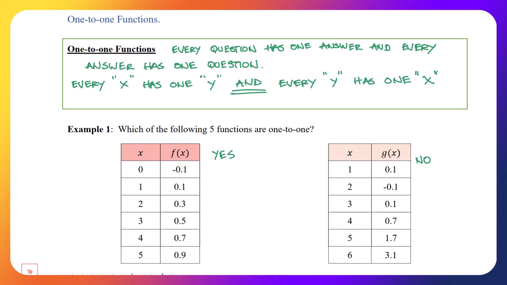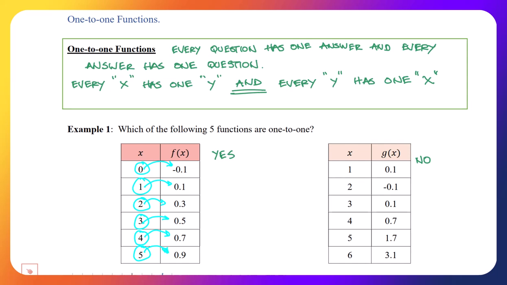So the idea is every question has one answer and every answer has one question. In mathematical terms, every x has one y and every y has its own x. So here we go. This x value has only one y value, this x value only one y value, and so forth and so on. And so every question has an answer. That's the idea of a function.